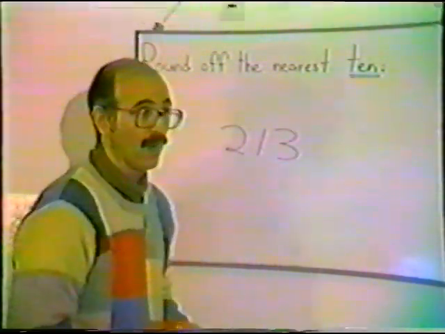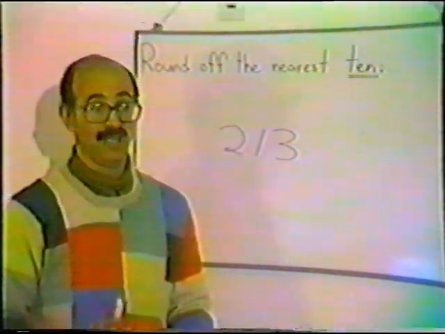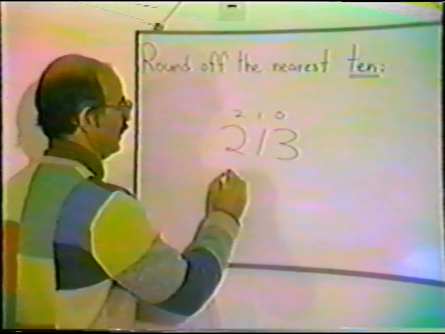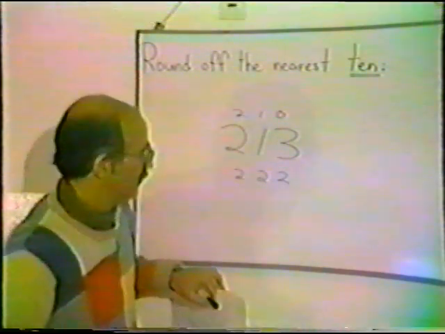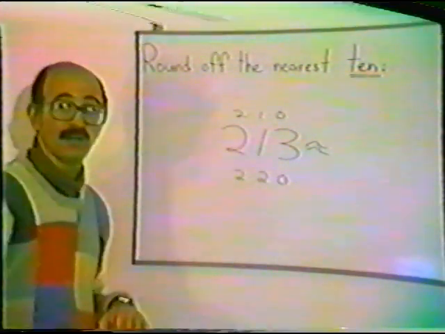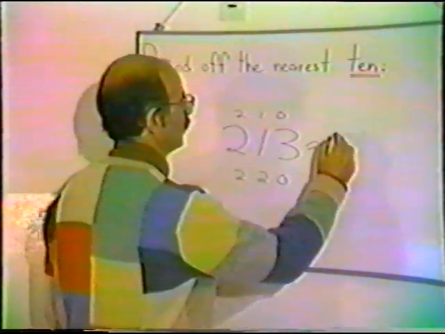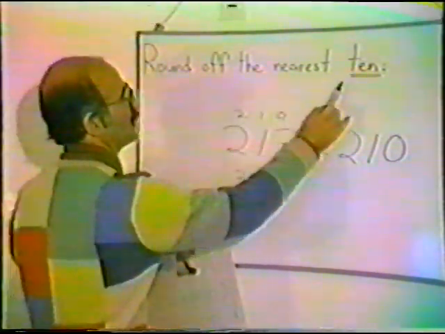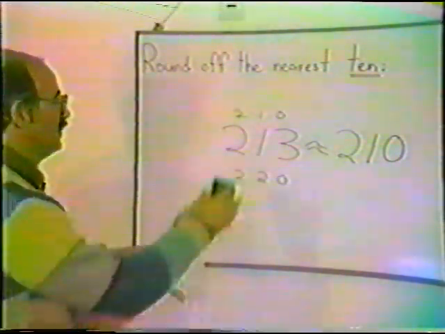213. What two numbers is that between when counting by tens? 210 and 220. That's right. And which of those two numbers is it closer to? 210. So 213 rounded off to the nearest 10 is 210.